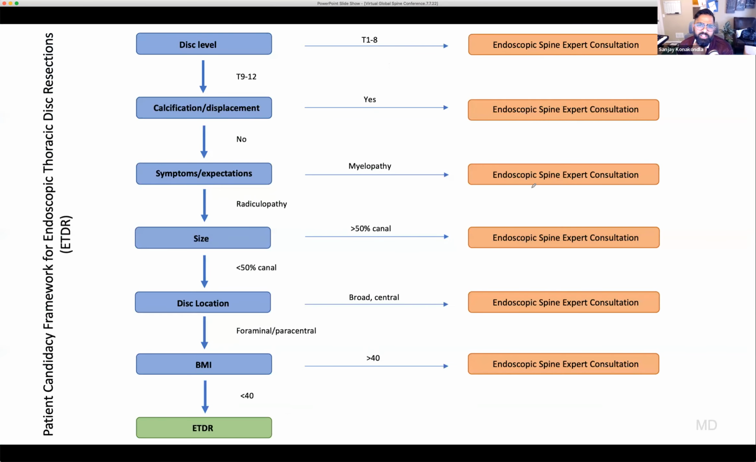So along the same lines here, we're putting together a patient candidacy framework on those principles, right? Patient characteristics, disc characteristics, what's easy, what's not, what deserves a further discussion. So we're trying to figure out what's the easiest thoracic disc to start on. That's probably going to be one of the lower level, not calcified symptoms that you're only trying to solve with radiculopathy, and not a big disc, and a disc location that's not really central, with a low BMI. And that's probably a good starter endoscopic thoracic disc.